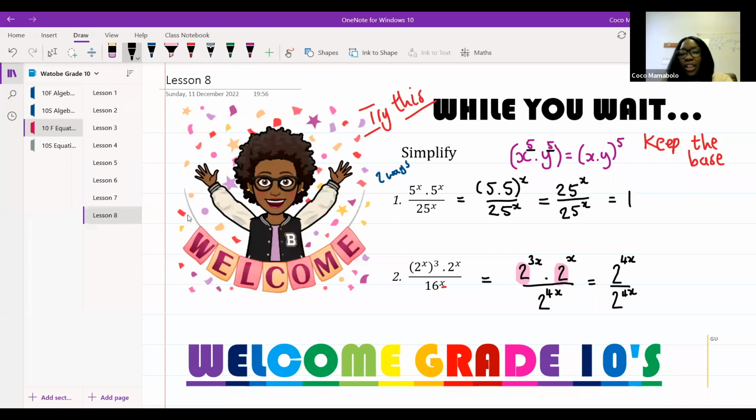That's it. Trealboka and Puseletso's got the right answer. Look at this correlation over here, 25 to the power of x divided by 25 to the power of x. Same thing down here. 2 to the power of 4x divided by 2 to the power of 4x will also give us 1.